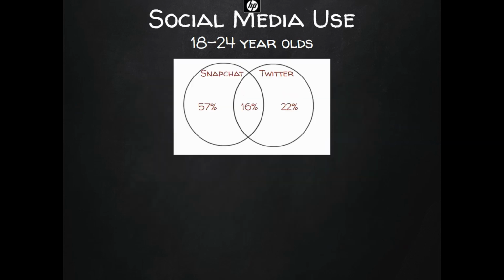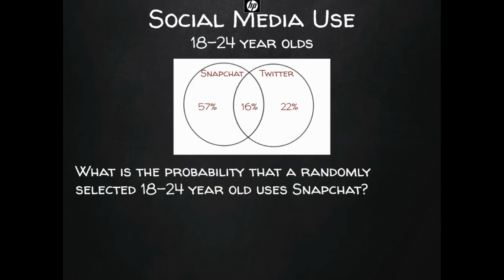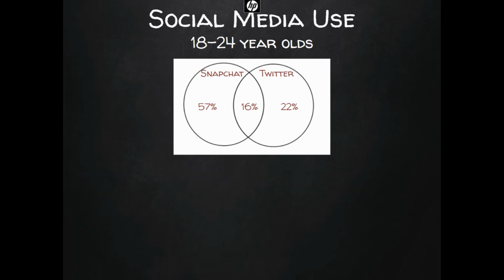So let's answer some questions using this data. It says here, what is the probability that a randomly selected 18 to 24-year-old uses Snapchat? Well, you can see that 57% use Snapchat only, and 16% use both Snapchat and Twitter. So that 16% needs to be added to the 57% to get a total of 0.73. So if we randomly selected a 18 to 24-year-old from the population, we'd have about a 73% chance of them using Snapchat.